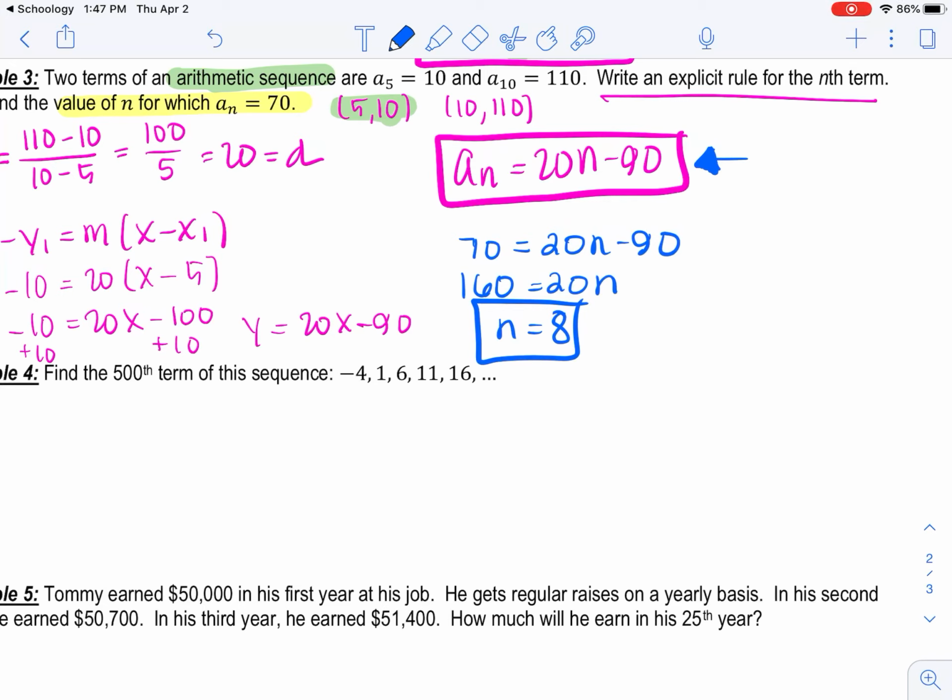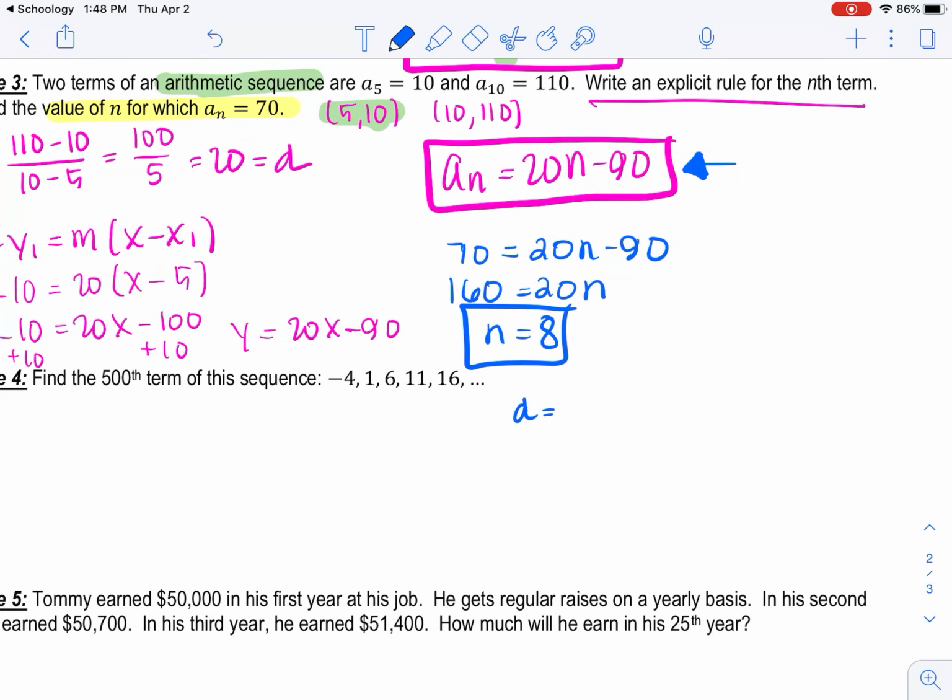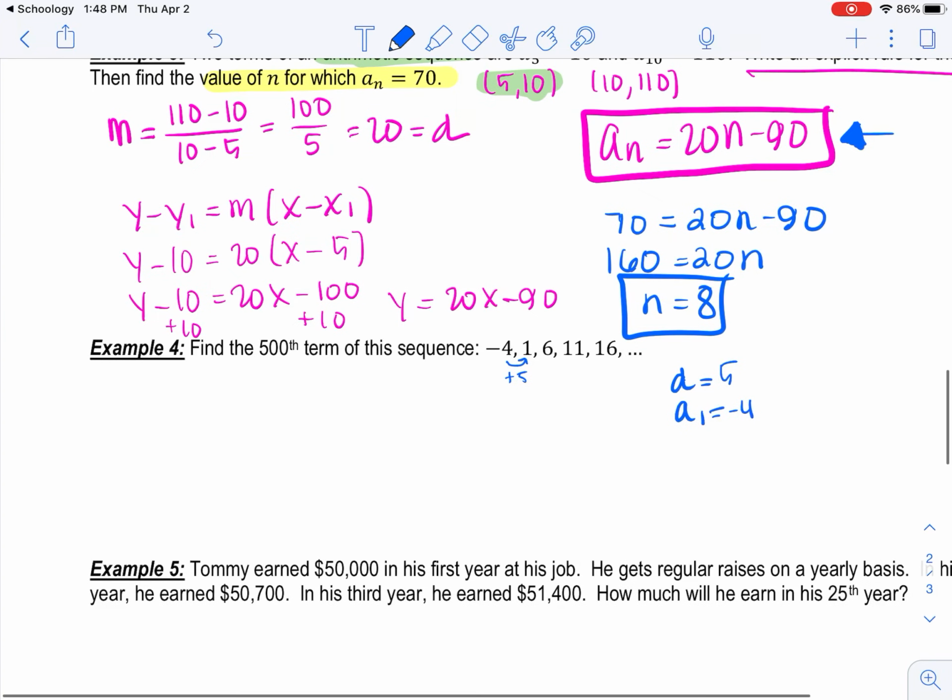So what is that telling me? That's telling me that if I had a rule, I can just plug in 500. What are the two things I need to write a rule? I need the difference, and I need the first term. First term, -4. What's the difference? What do I do to a -4 to get it to be a 1? Add 5. Same thing here, add 5, add 5, add 5. So difference is 5. All right, let's write a rule.